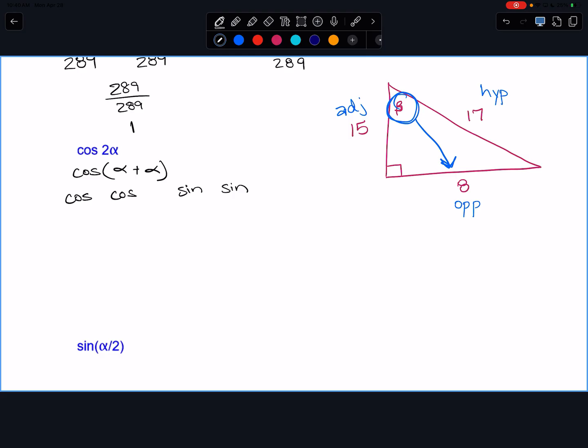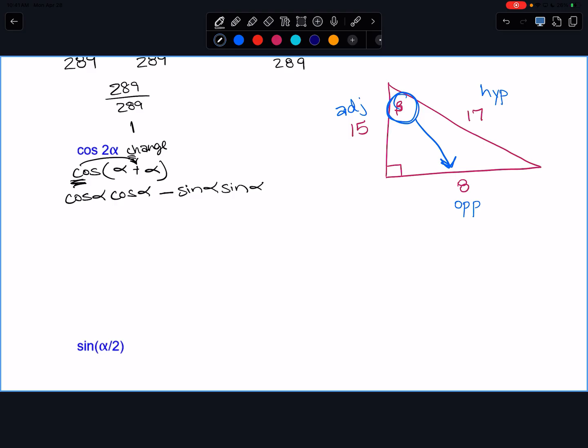Cosine, cosine, sine, sine. And remember with cosine, you change. I like to say change because of the C with C. You can say switch. It's fine. You're owning your education. All right, so change it to a minus. Then I'm going to put cosine of alpha because that's first, but alpha second. Alpha, alpha.